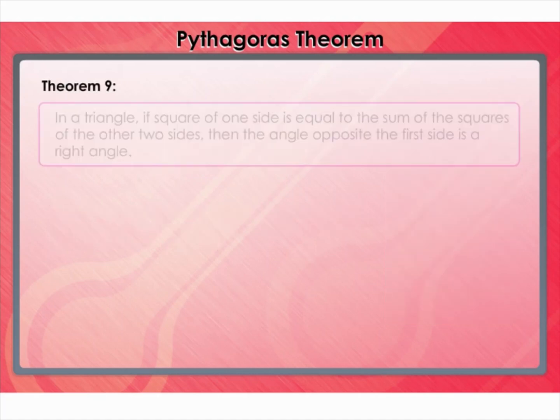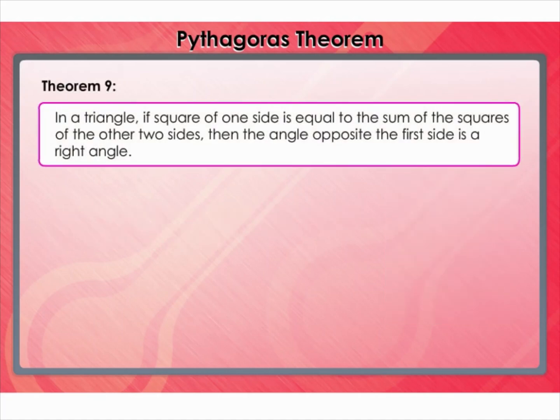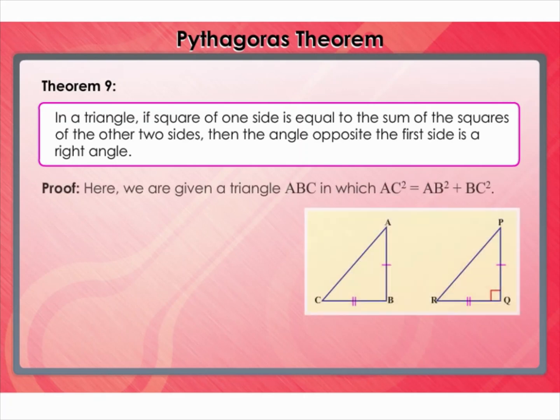We shall now prove the converse of the Pythagoras theorem in the form of a theorem. In a triangle, if square of one side is equal to the sum of the squares of the other two sides, then the angle opposite the first side is a right angle. Proof. We are given a triangle ABC, in which AC square is equal to AB square plus BC square. We need to prove that angle B is equal to 90 degrees.